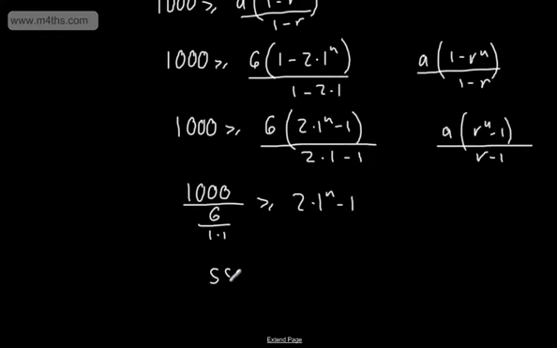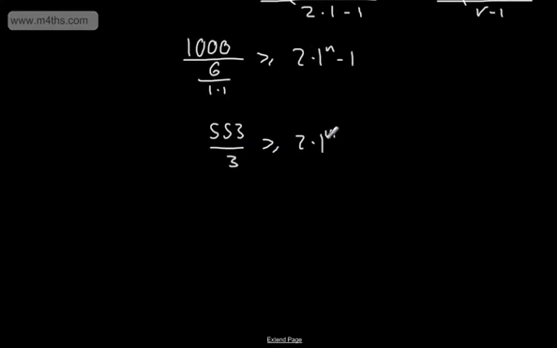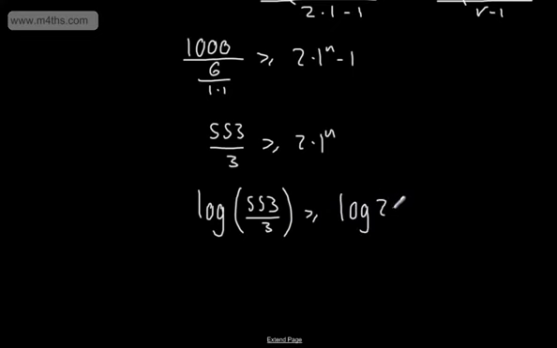So we can write 553 over 3 is going to be greater or equal than 2.1 to the power of n. At this stage I want to solve for n, so I'm going to take logs of both sides. So if I take log, and I'll take base 10, really doesn't matter, of 553 over 3, that will now be greater or equal than log base 10 of 2.1 to the power of n.